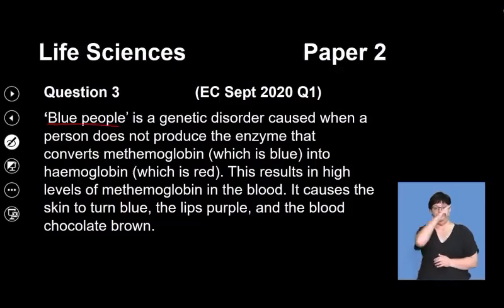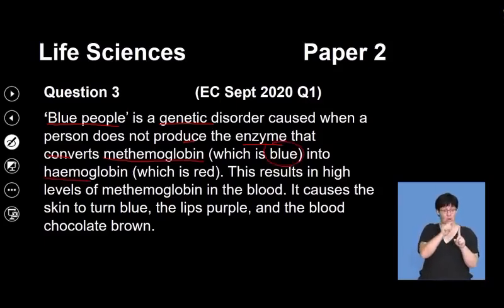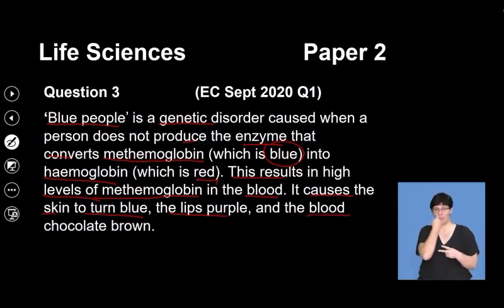Blue people is a genetic disorder caused by when a person does not produce an enzyme that converts methemoglobin, which is blue, into hemoglobin, which is what gives the blood a red color. When this happens, this results in a high level of methemoglobin in the blood. The result of this is that it causes the skin to turn blue, the lips purple, and the blood chocolate brown.